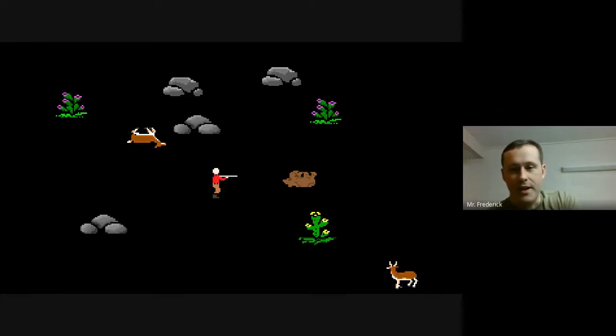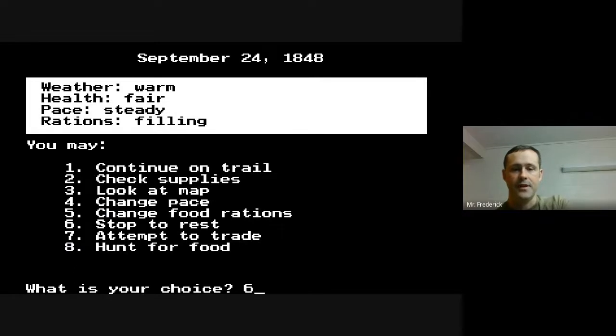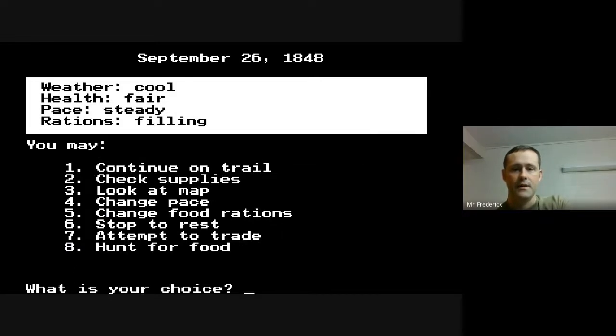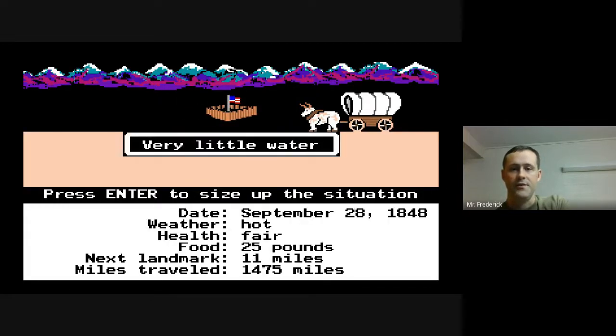which I probably need to rest for 2 days and let everybody recover. Now that we've had some time to eat, let's stop to rest. Let's give it 2 days, and let's continue on the trail. Health is still fair. 40 pounds of food. I'm hoping to buy more.